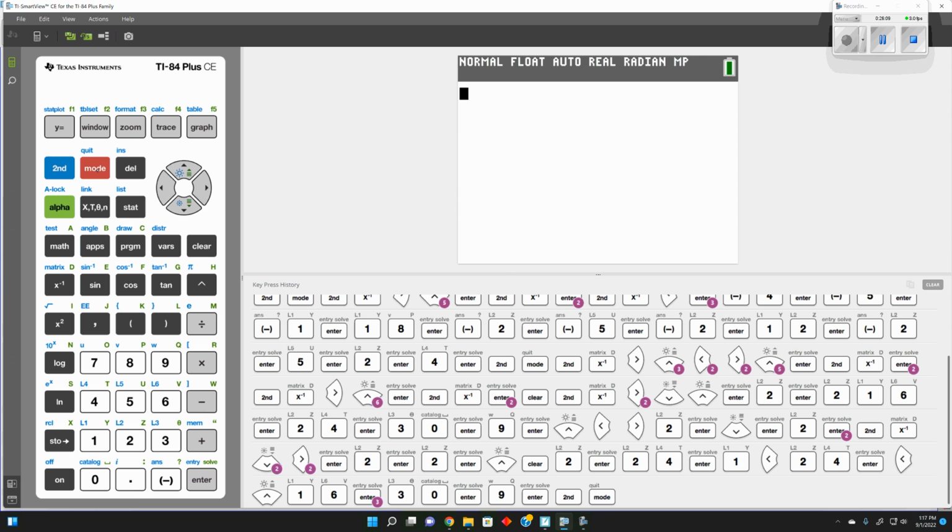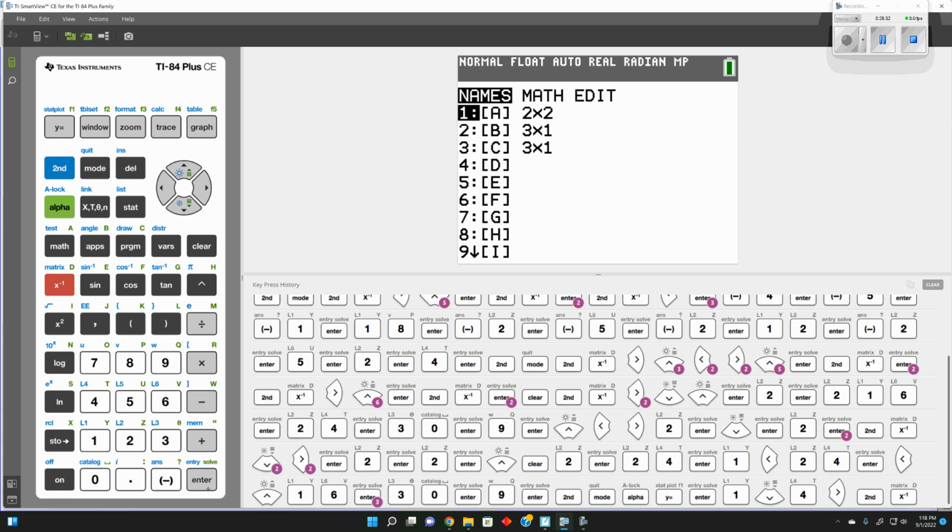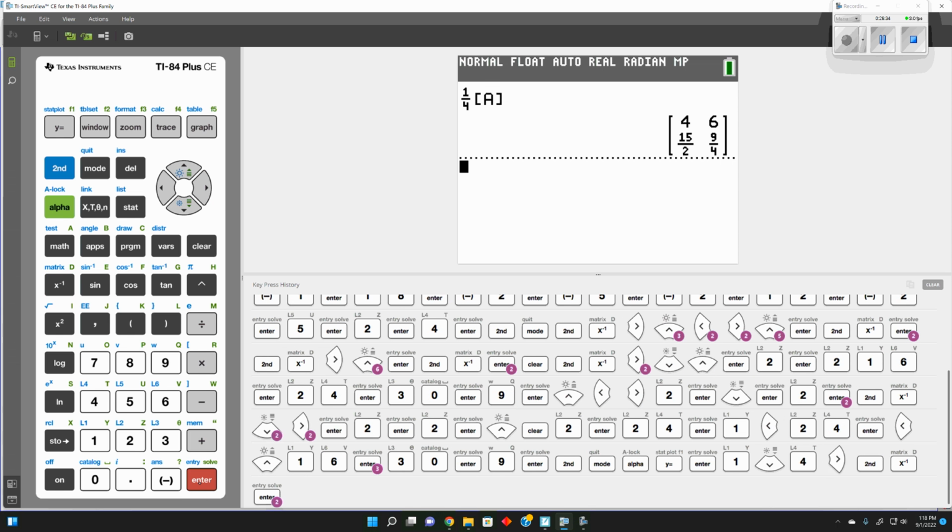We go second quit. Now for this here, we can say alpha y equals enter. That's how we get a fraction. Let's do it on the alpha, 1/4. Now we can call it the matrix, second matrix, enter, enter. And we get this here.